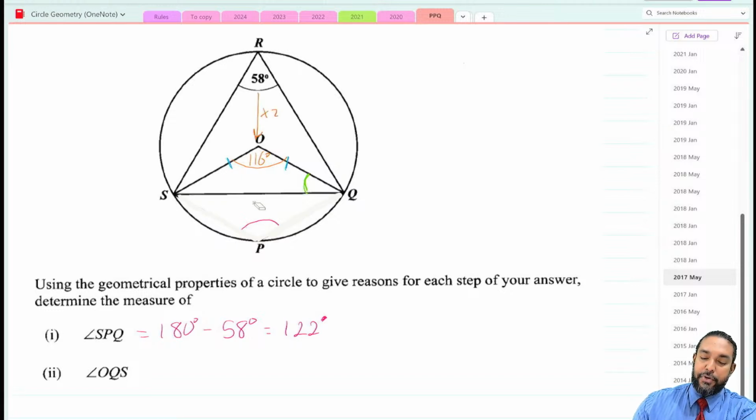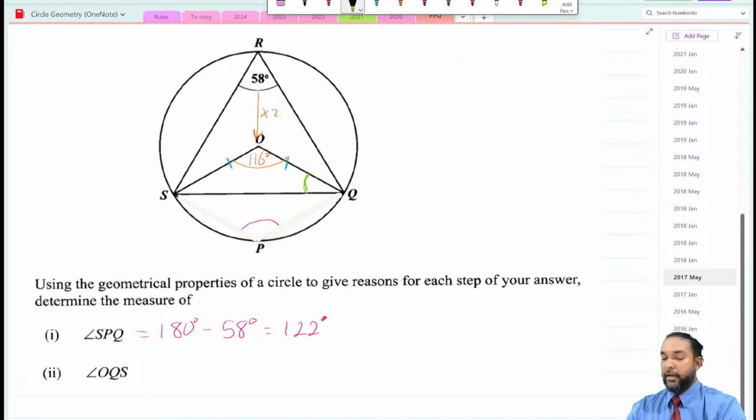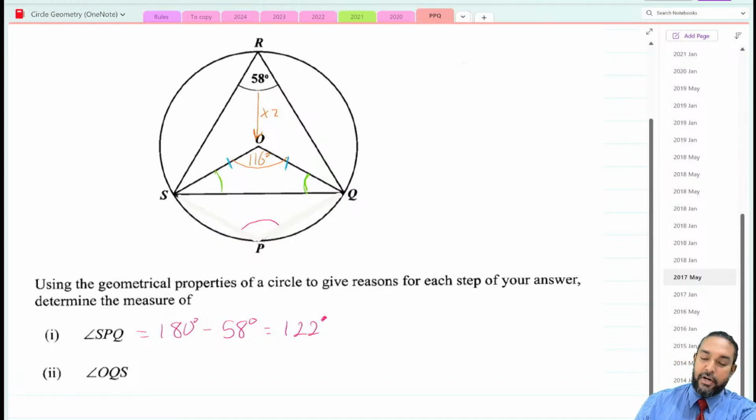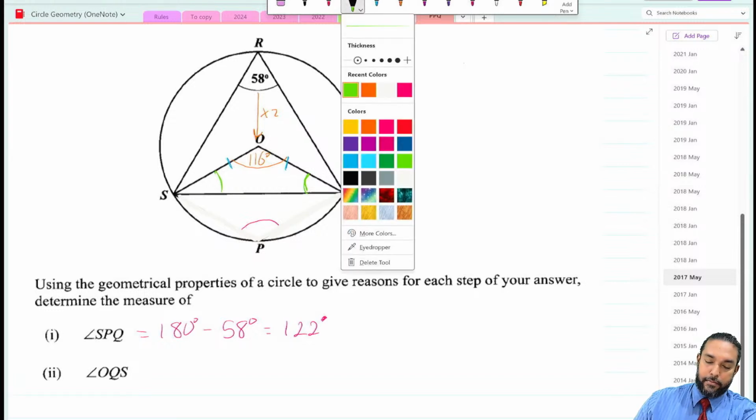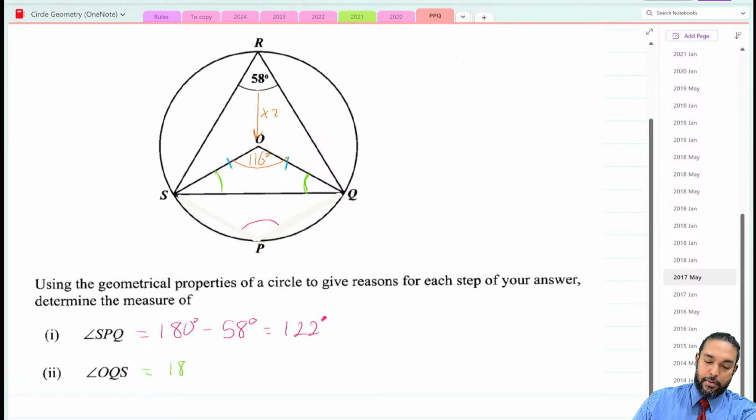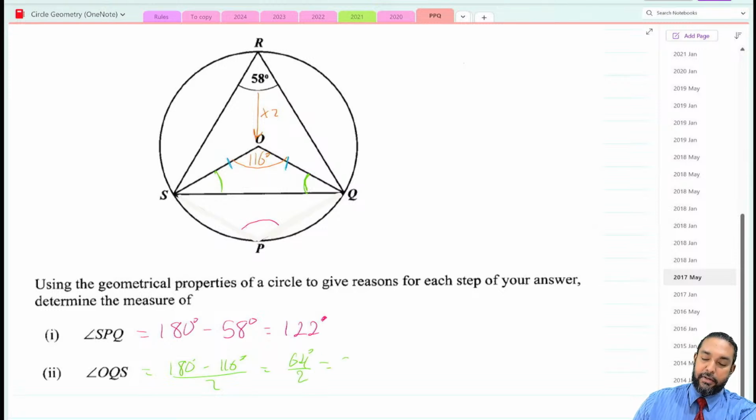And then if you reintroduce this line, we have an isosceles triangle, right? Because the two lines with the blue strokes, those are radii. So you could subtract 116 from 180 and then divide by 2. 180 minus 116 over 2. That's 64 over 2, which is equal to 32 degrees, yeah.